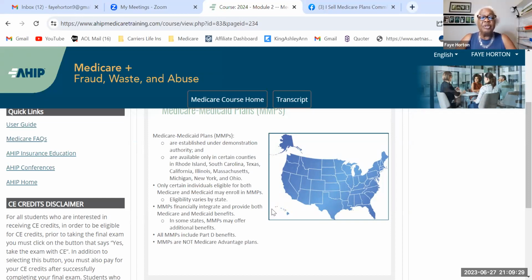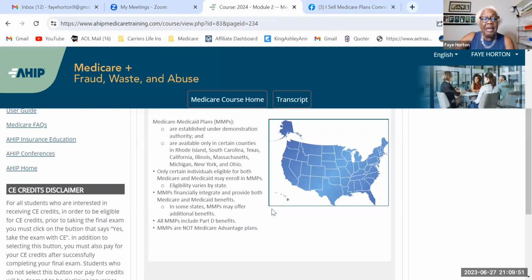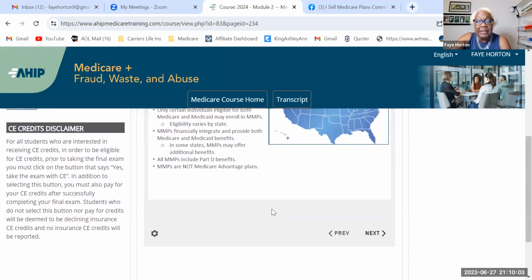MMPs are established under demonstration authority, available only in certain counties in Rhode Island, South Carolina, Texas, California, Illinois, Massachusetts, Michigan, New York, and Ohio. Only certain individuals eligible for both Medicare and Medicaid can enroll in an MMP. Eligibility varies by state. Medicare and Medicaid benefits in some states may offer additional benefits. All MMPs include Part D benefits, and MMPs are not Medicare Advantage plans.